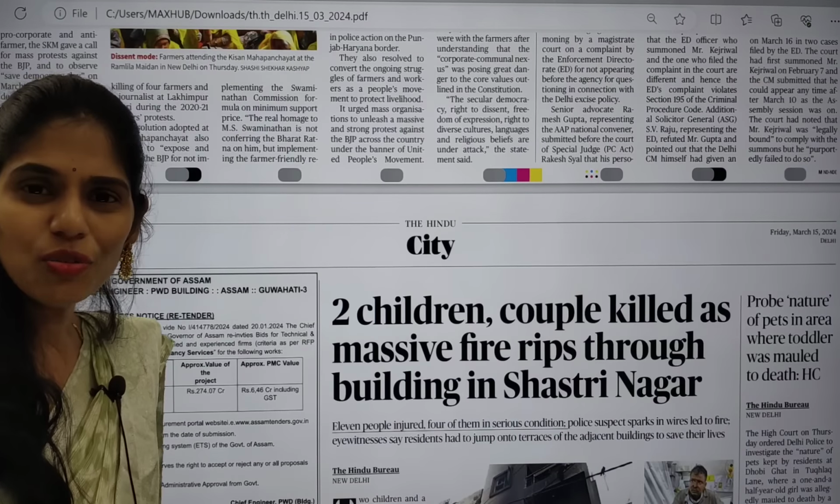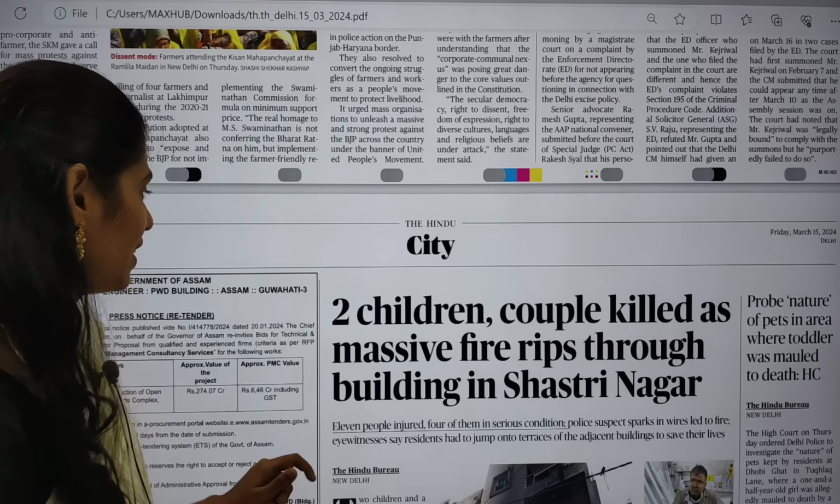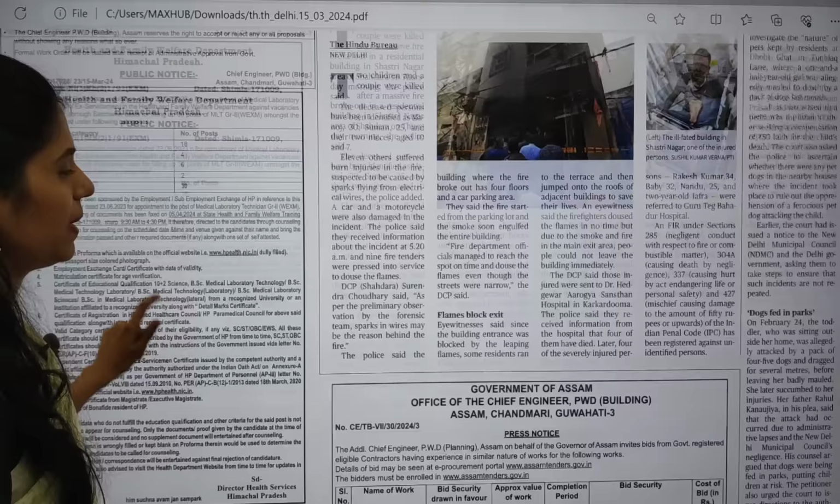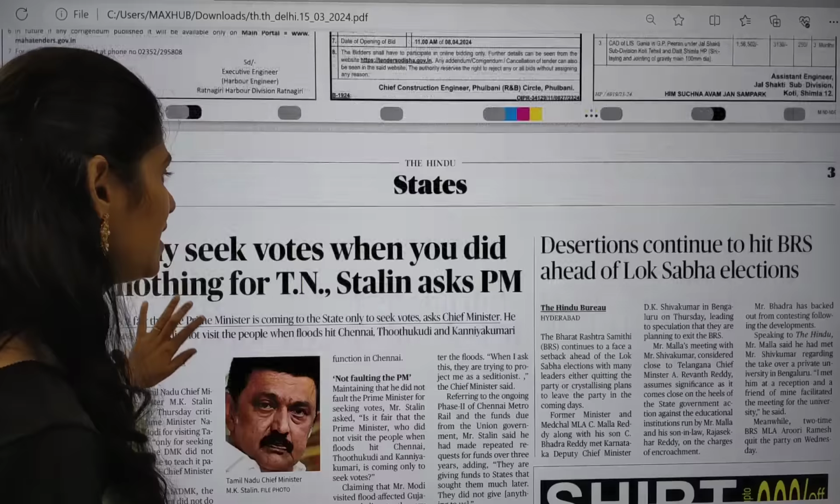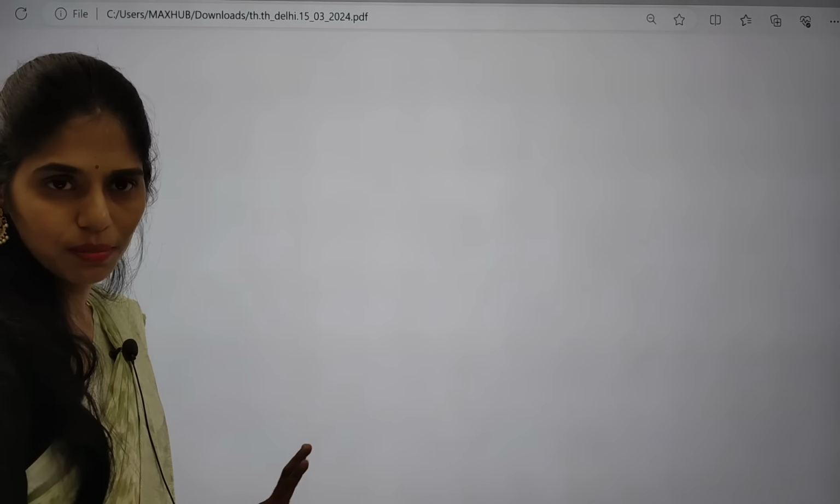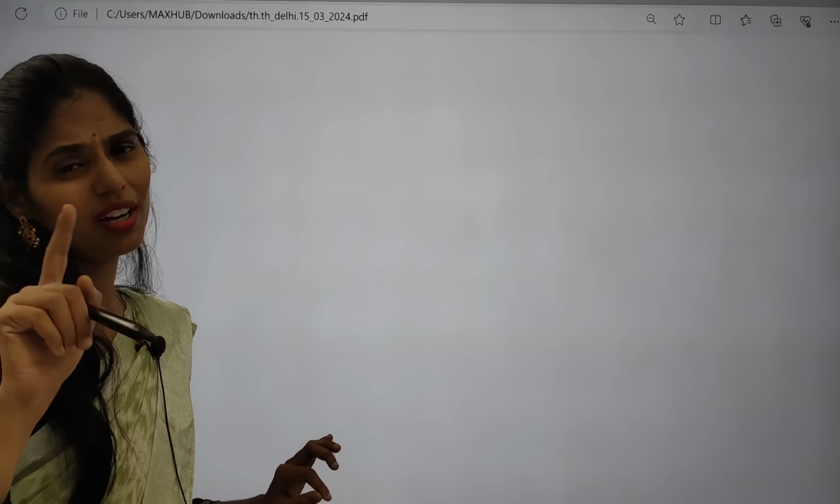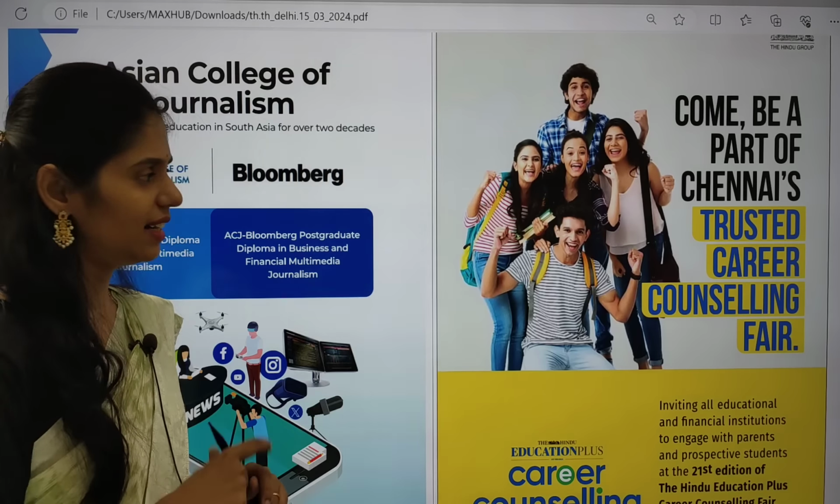So only one article is important in the front page. In the city page, you can leave this simply. And even the states page, I found nothing much important. There is only one small article regarding an index.